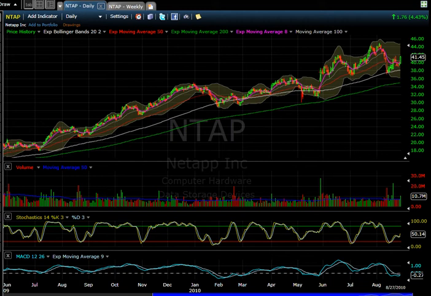I took the Ntap trade, part of the cloud space, for a number of reasons, which I'm going to outline right now. Notice that Ntap has been on a trend for some time, since June of 2009, and has bounced off the 100 EMA a number of times and has traveled up and continues on that path.